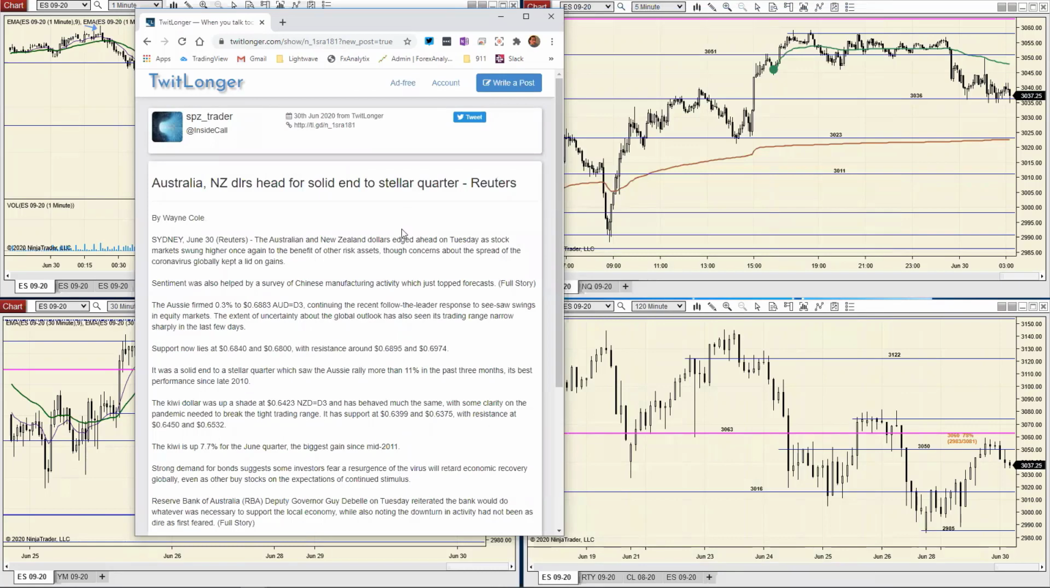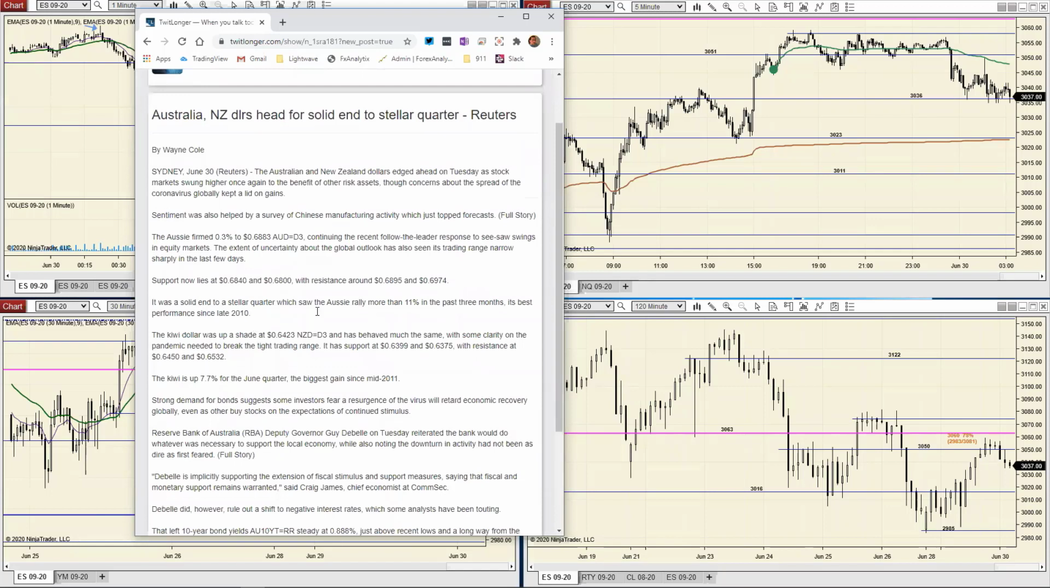Australian and New Zealand dollars head for a solid end to a stellar quarter. The Aussie and New Zealand dollars edged ahead on Tuesday. The stock markets went higher once again, to the benefit of other risk assets, though concerns about the spread of the coronavirus globally kept a lid on gains. The Aussie firmed and continued the recent follow-the-lead response to seesaw swings in equity markets. The extent of the uncertainty about the global outlook has also seen its trading range narrow sharply in the last few days. Support now lies at 68.40 and 68 even.